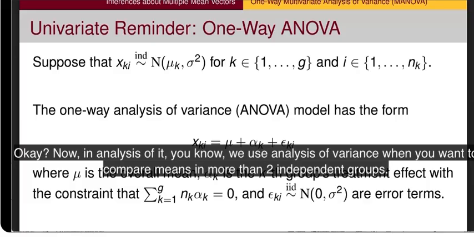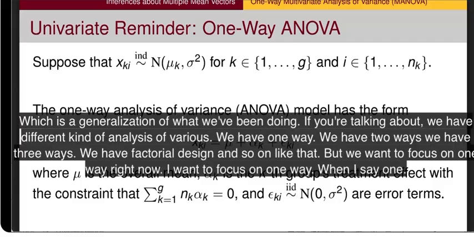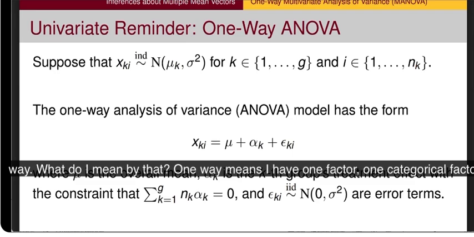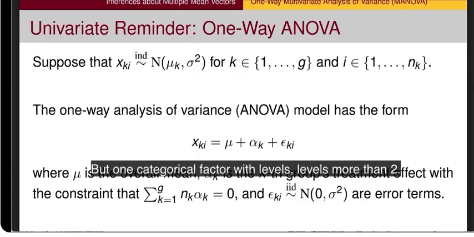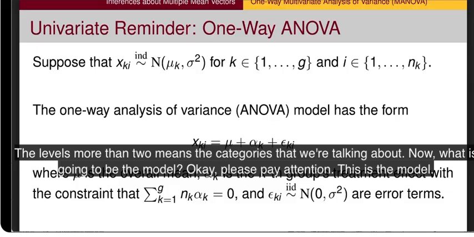Now, we use analysis of variance when you want to compare means in more than two independent groups, which is a generalization of what we've been doing. We have different kinds of analysis of variance. We have one way, two ways, three ways, factorial design and so on. But we want to focus on one way right now. When I say one way, what do I mean by that? One way means I have one factor, one categorical factor, but one categorical factor with more than two levels. The levels mean the categories that we're talking about.